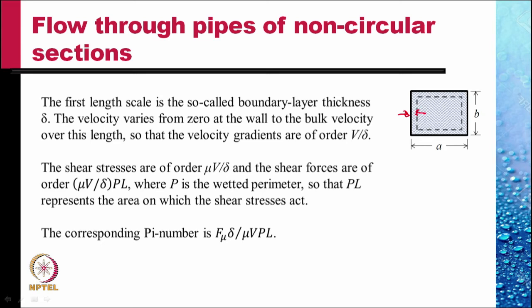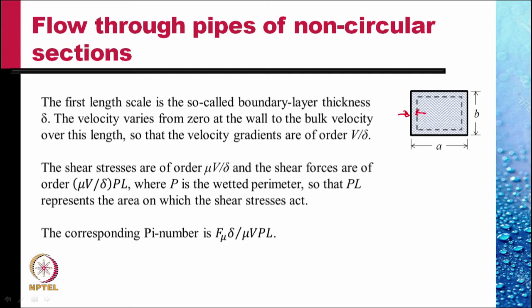Now the area over which they act is the perimeter of the pipe times the length of the pipe. P times L is the total area over which these shear stresses act. P is termed the wetted perimeter, so that PL represents the area on which the shear stresses act. The corresponding pi number for the shear forces would be F mu delta divided by mu v PL.